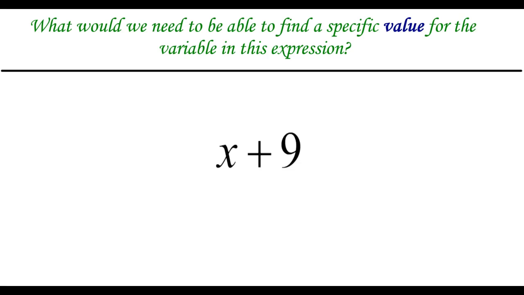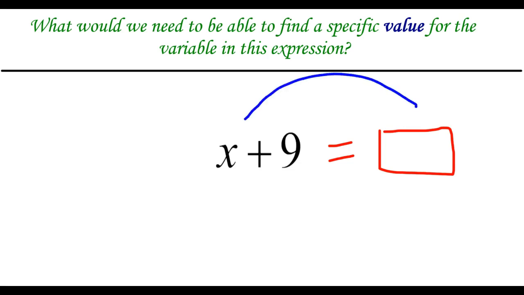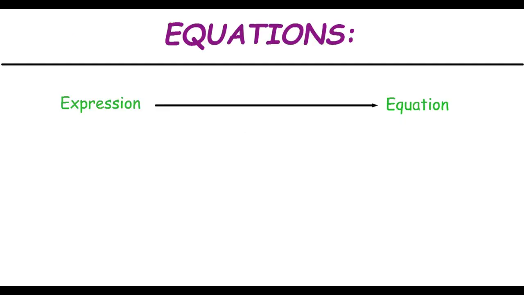So in order to find a specific value for the variable in this expression, we would need to know the value of the expression in total. If we know what x plus 9 is meant to equal, then we can find what value x must have so that we can add 9 to it to get that value. And that's how we move from expressions into equations. The big difference between an expression and an equation is that an equation has an equals sign. If you see something mathematically that contains an equals sign, it is an equation.